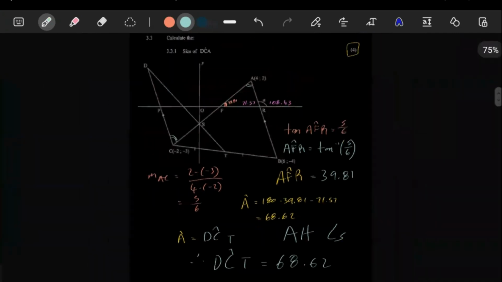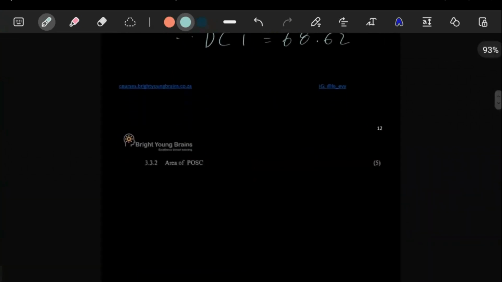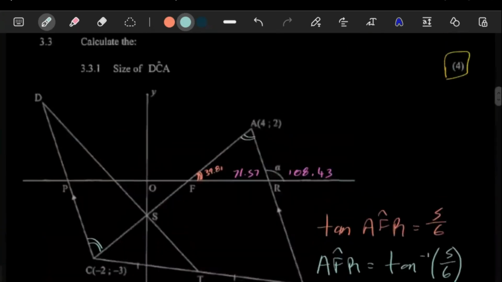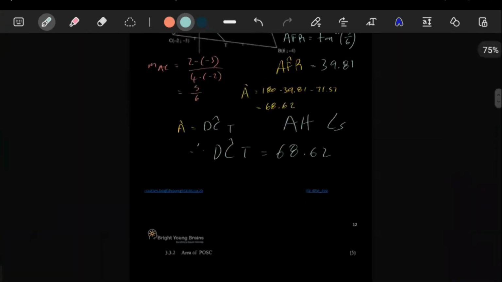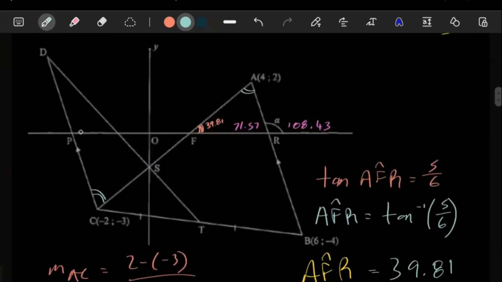68.62. And you can see why these are 4-mark questions, because they expect you to take about 4 minutes to work them out. They expect you to already know what to do, which is very important in your exams. You don't want to get in there and start worrying and figuring out which methods work. But let's move on. They want you to get the area of POSC. It is P, O, S, and C.